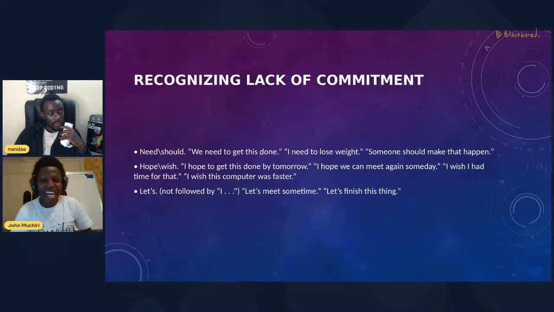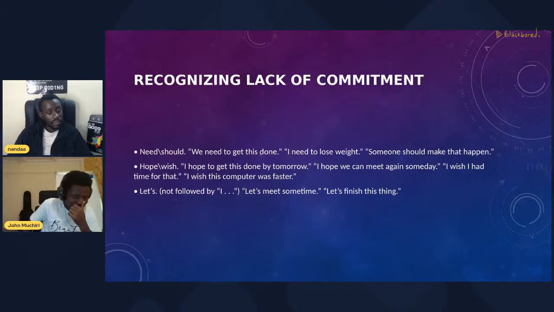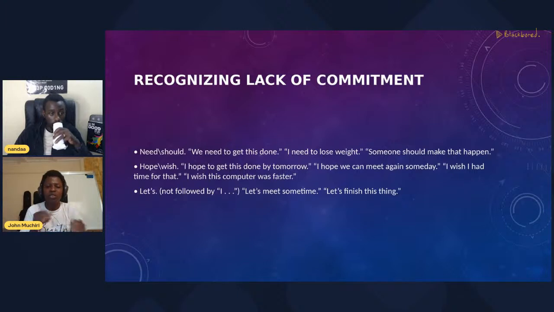This is how you recognize lack of commitment when people speak. You're going to say, "We need to get this done." You see, you're saying we need. You're not saying that I need to do X, Y, and Z. "I need to lose weight." "Someone should make this happen." If I see someone in a team saying someone should make this happen, just know there's no commitment. There's no factual space of someone saying that he's going to do something.